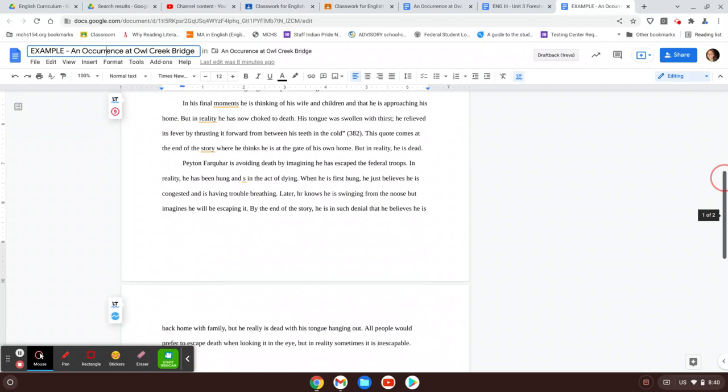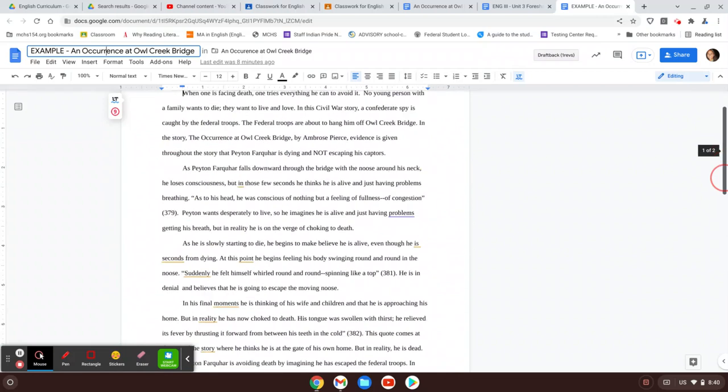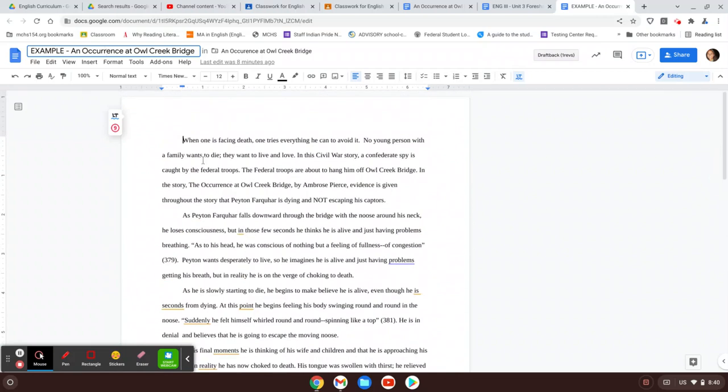All right, this was a pretty good essay. It goes a little bit over a page. So first, just look at the intro. When one is facing death, one tries everything he can to avoid it. Great, there's a hook. No young person with a family wants to die. They want to live in love. In this Civil War story, a Confederate spy is caught by federal troops. There's my summary sentence. Very nice. The federal troops are about to hang him off of Owl Creek Bridge. In the story, The Occurrence at Owl Creek Bridge by Ambrose Bierce, evidence is given throughout the story that Peyton Farquhar is dying, not escaping his captors. Awesome thesis statement. This would get a 10 out of 10.